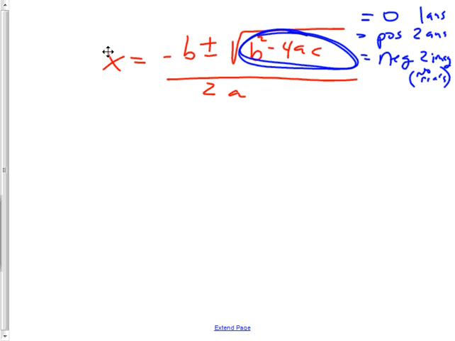All right, so the next thing, I want you to actually do that for this equation. Figure out b squared minus 4ac for that.